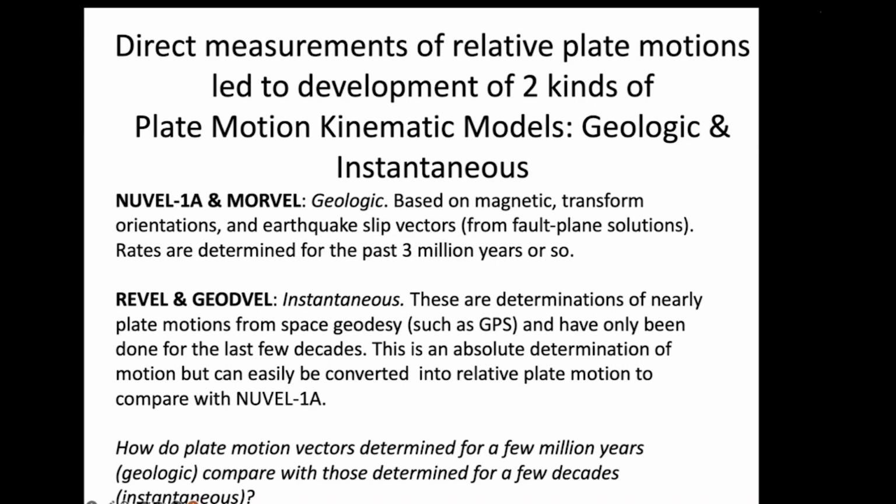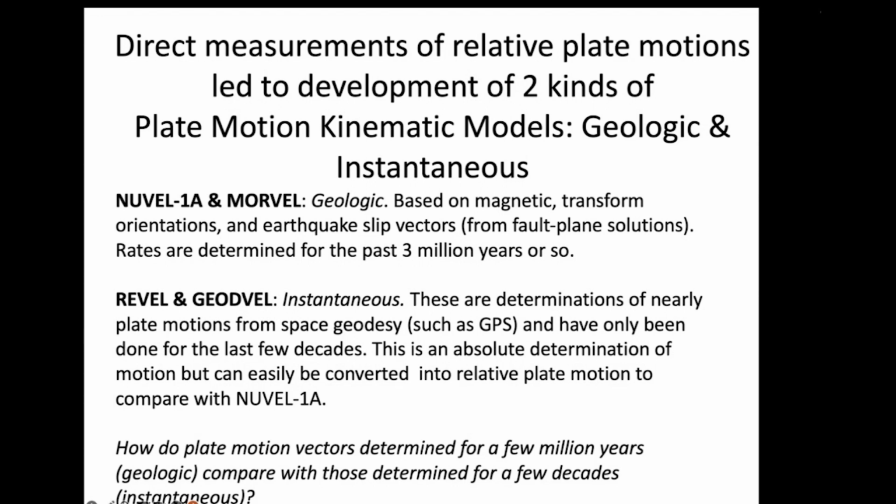So geologic are based on magnetic anomalies, transform orientations, earthquake slip vectors, the sorts of things that we use to work out the three ways of getting relative plate motions. And these rates are determined for the last 3 million years or so, not very far back. And these are in two kinds of models. The first one was called Nouvelle 1, which evolved into Nouvelle 1A. So Nouvelle is new velocity model. And Morvel is more recent. Morvel is mid-ocean ridge velocity model. These are based on these things.